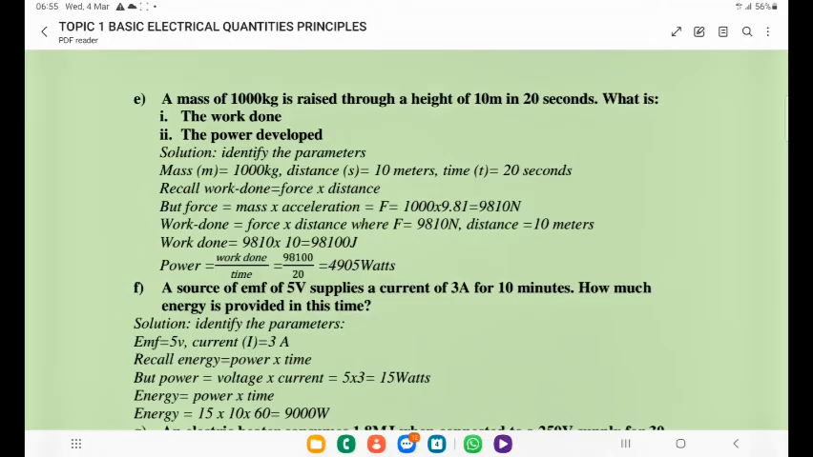Then calculating part B, which is the power developed. When you are given the work done, you can get the power developed from work done over time in seconds, that is power equals work done divided by time, that is 98,100 divided by 20, giving you 4,905 watts.